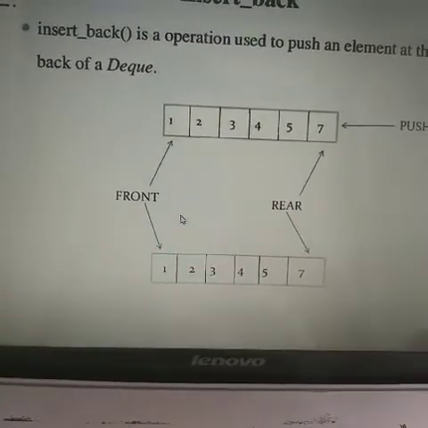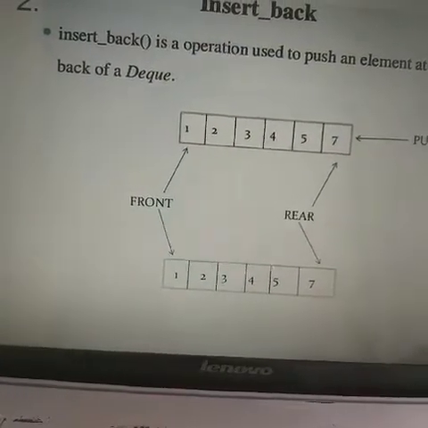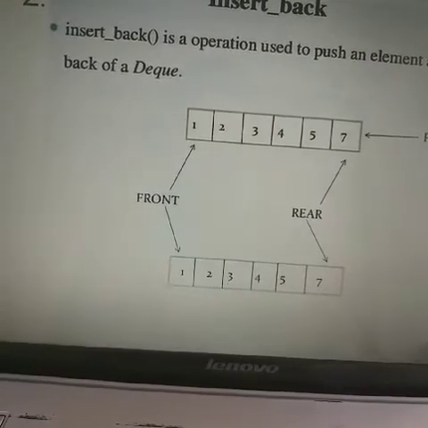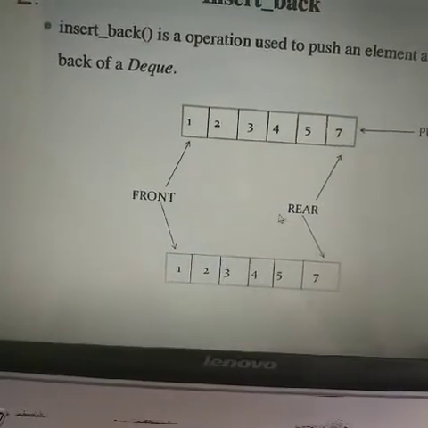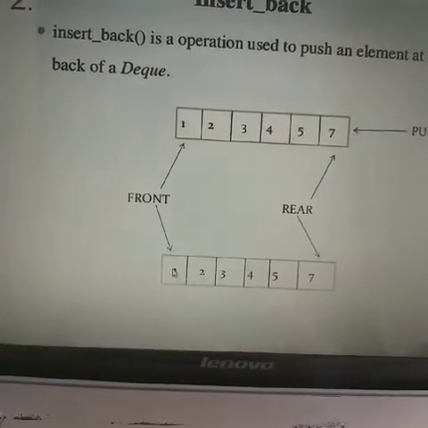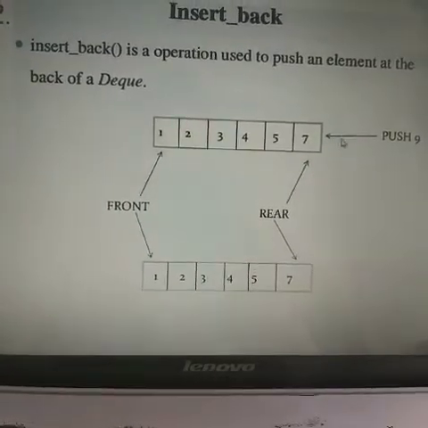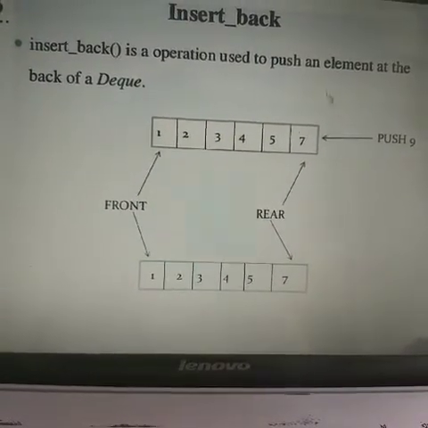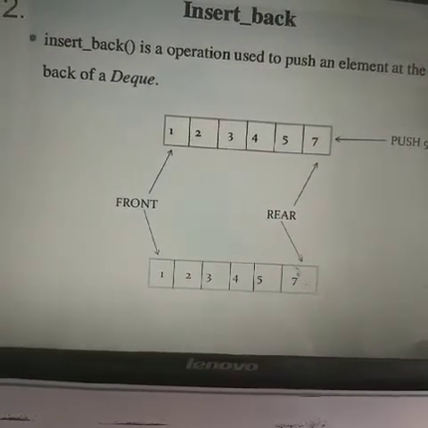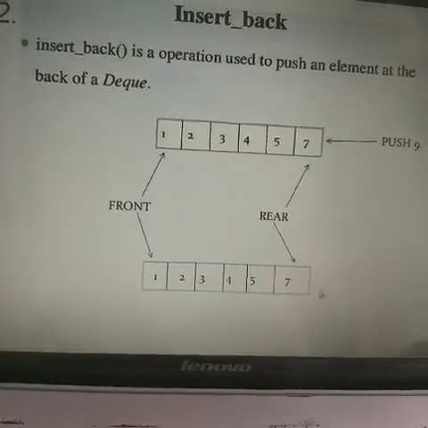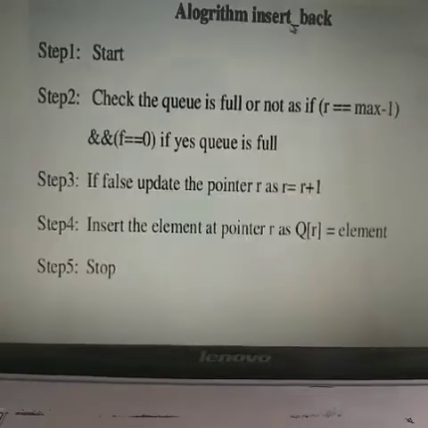So for the first condition, we have to check whether the queue is full or not. If not, then we simply insert the element from the end of the queue. If it is full, then we first delete an element and then we insert. So on the front side the elements remain the same, 1 2 3 4 and 5. We have to push an element 9 at the back, at the tail. So the 9 element is to be inserted after the 7 element. On the rear part we can insert the 9 element. Here the 9 is to be inserted. So this is the operation of insert back.